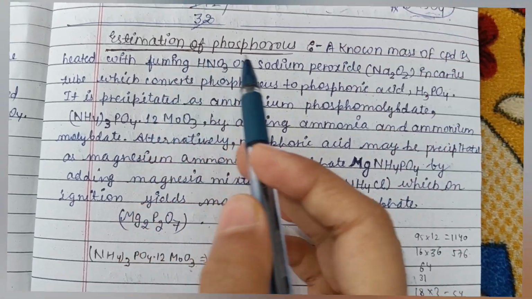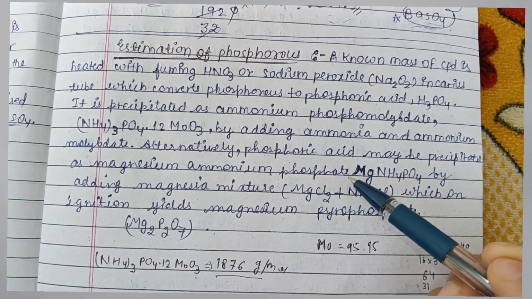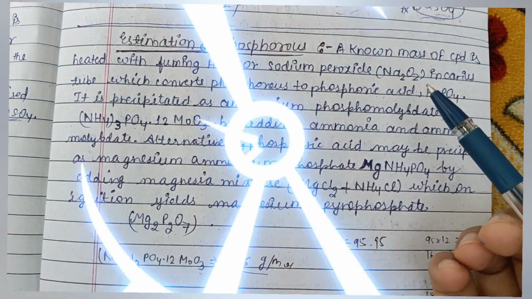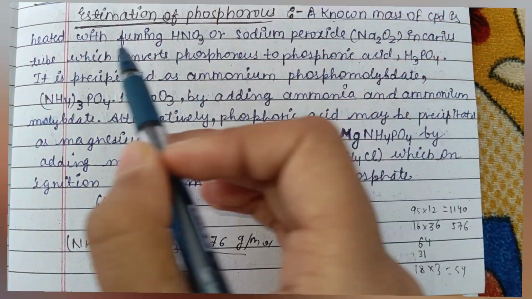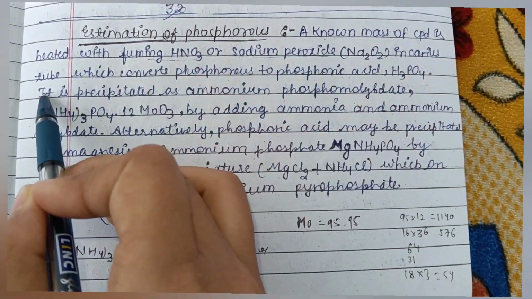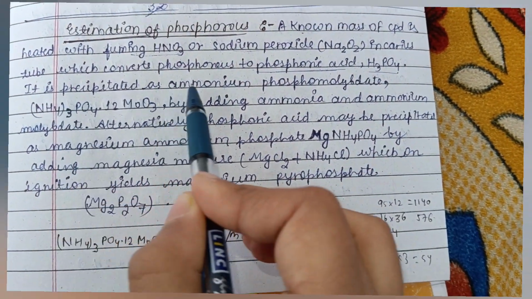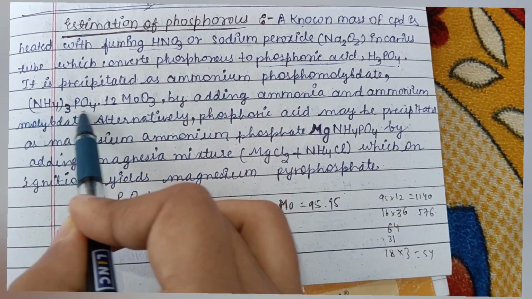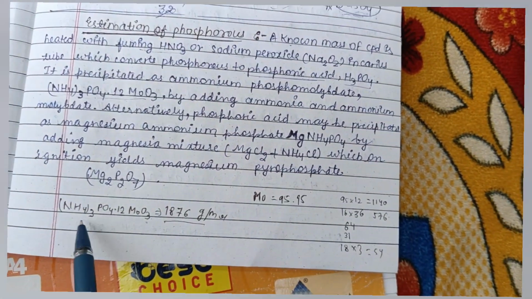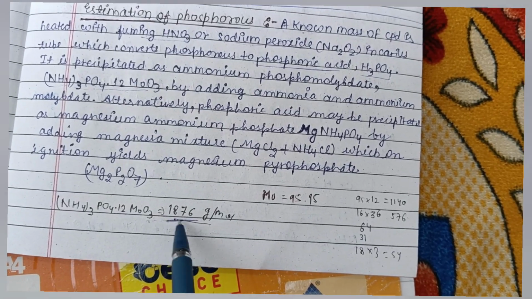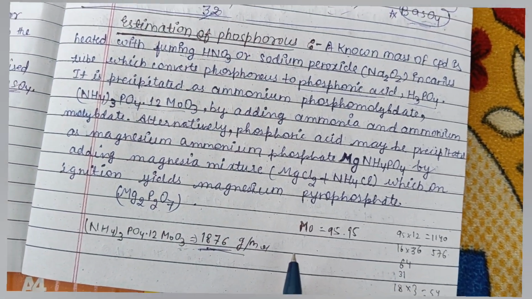And this is the last thing which also came this year in 2026, and it's also an important thing that you should remember, that a known mass of compound is heated with fuming HNO3 or sodium peroxide in Carius tube, which converts phosphorus to phosphoric acid, which is H3PO4. It is precipitated as ammonium phosphomolybdate. This is ammonium phosphomolybdate, and you should remember the molar mass of this. I have written it here, 1876 gram per mole, approximately 1876 gram per mole.